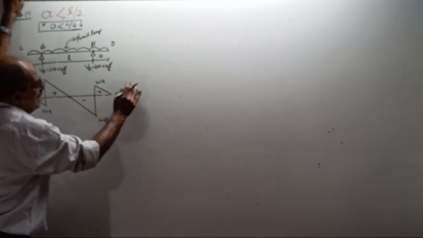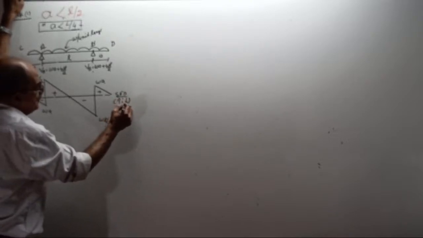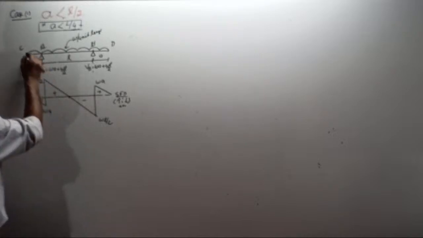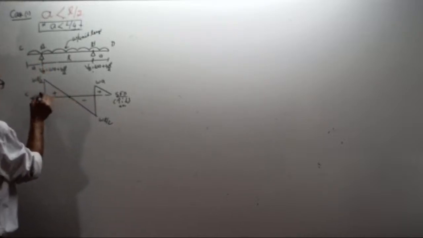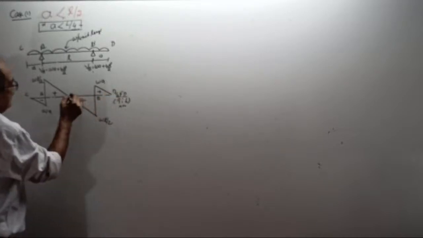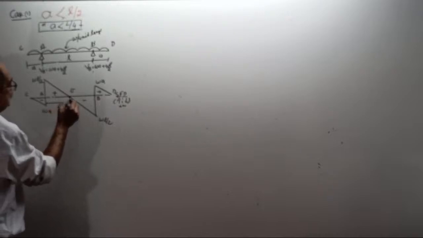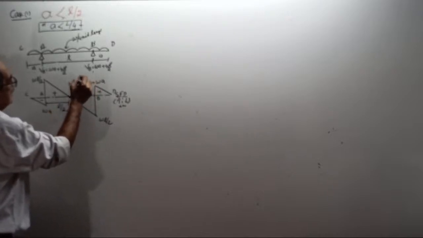Left up, right down is positive. This is the point C, this is the point A, this is the point B, this is the point D, and this is the center E. The distance at both ends is L by 2, L by 2.